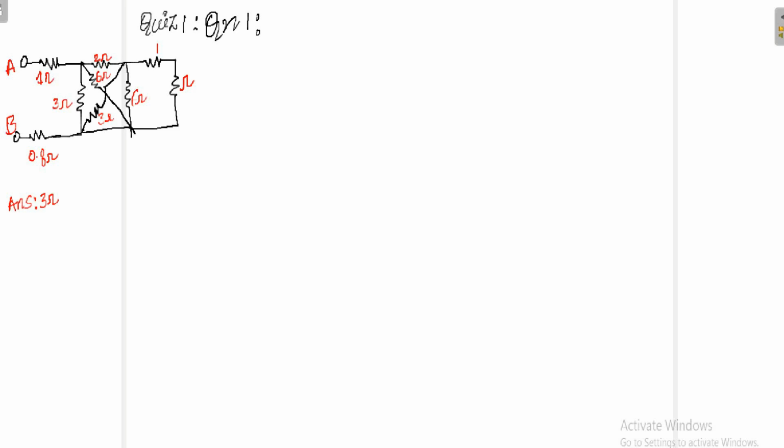So how will you get 3 ohms? Let us see. By looking at this question, you'll feel that it is a very complex question, but there is no complexity involved, and we are not going to use any star delta connection also. Just a simple involvement of series and parallel connections.